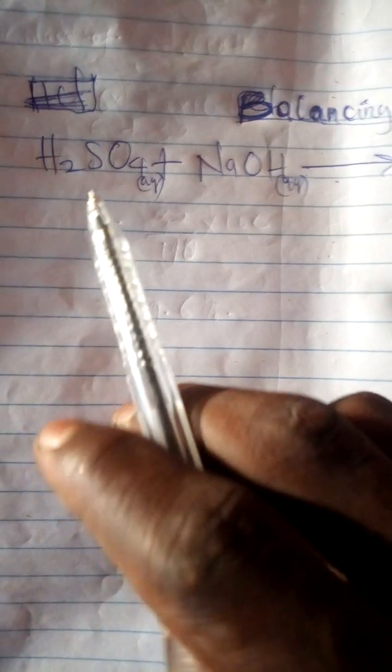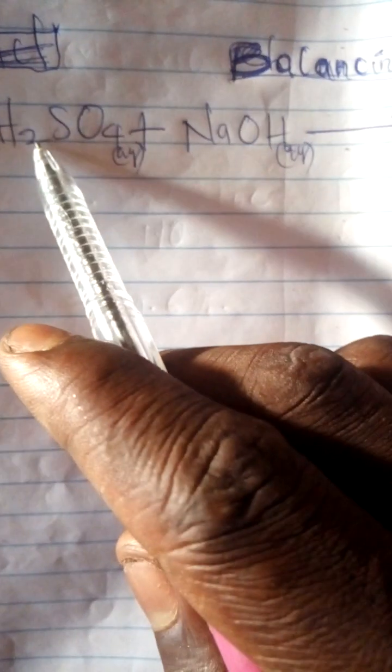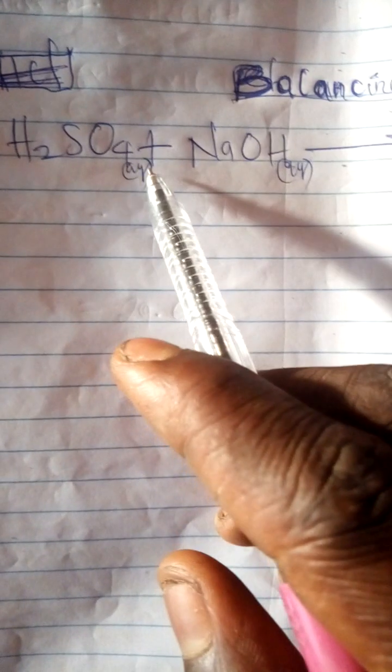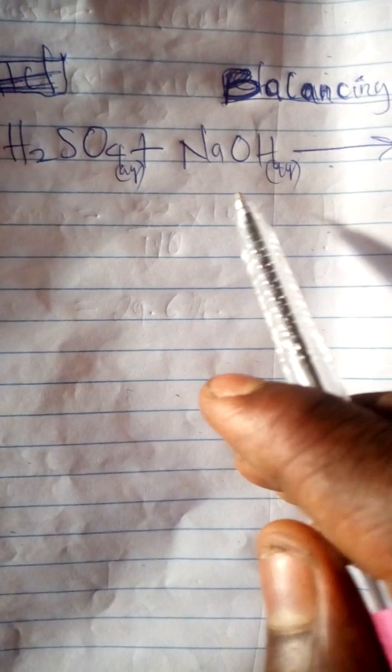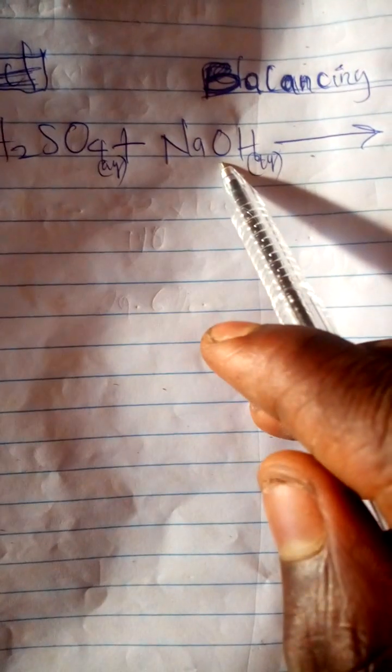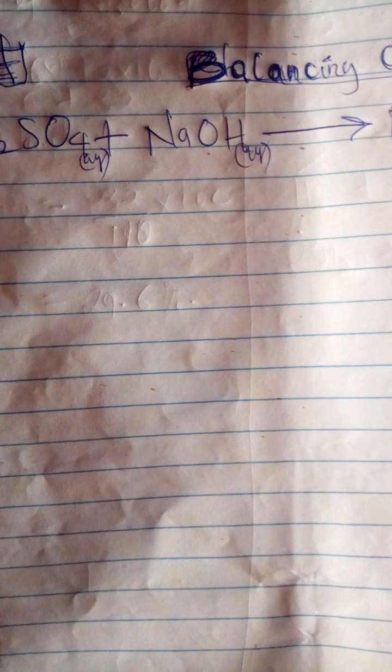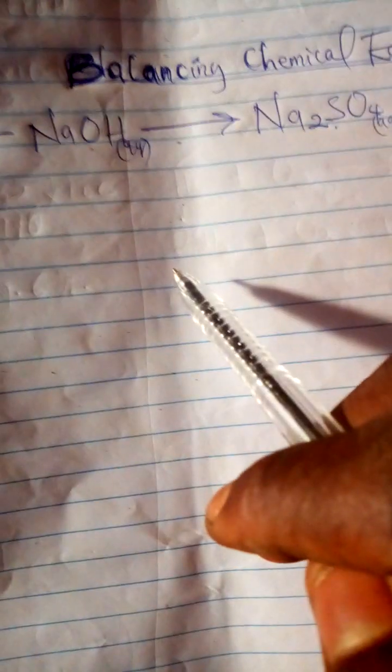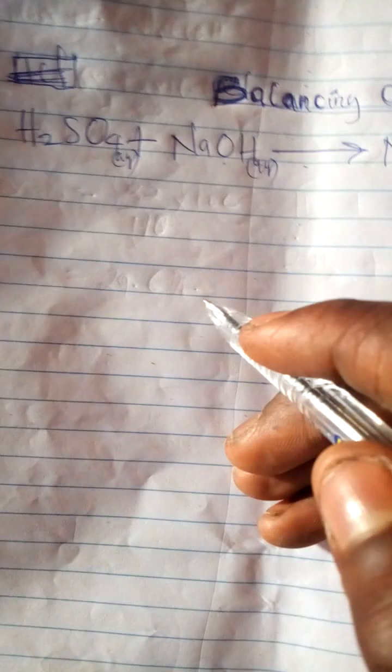So look at this very well. This is the first compound here in the left hand side, called the reactant side. This is another compound, and this is another compound, which is water. Since water is a liquid, the state of matter is L, liquid. So look at this. This is an acid, this is a base. Look at this very well. This is salt, this is water.